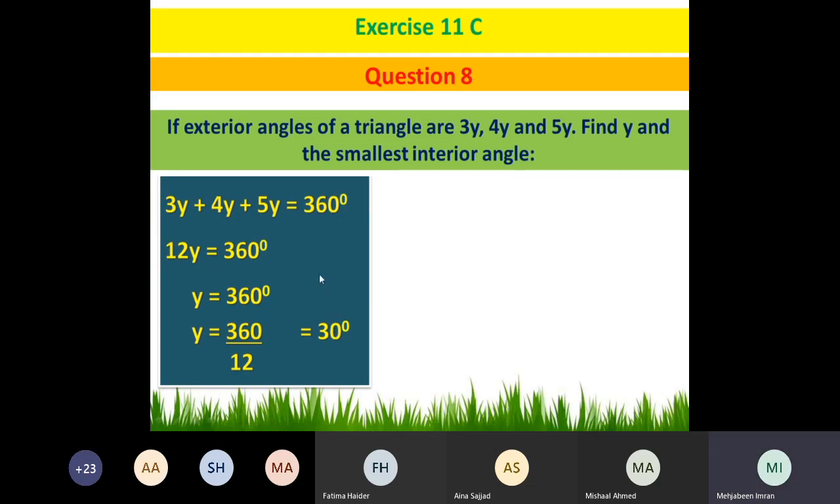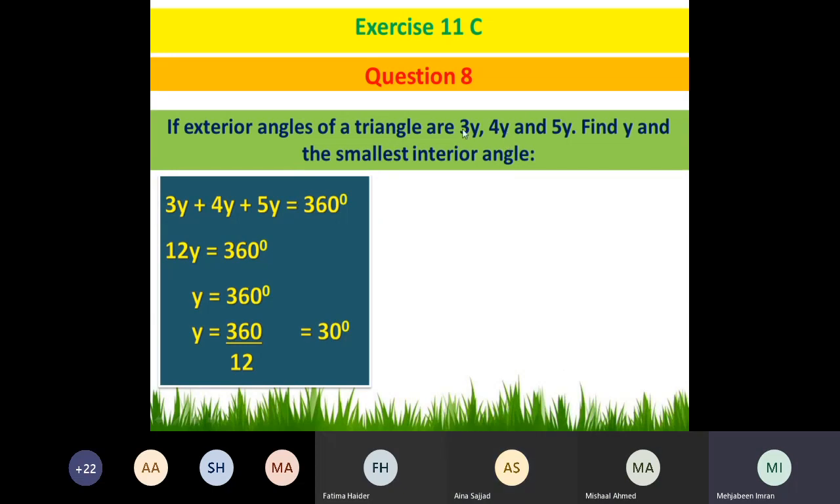Okay. Now, who can tell me that if y is 30, what is the first exterior angle? 3y. 3 multiplied by 30 will be what? 90 degrees. Okay. And what will be the second angle? 4y? 120. Yes. 4 multiplied by 30 will be 120.